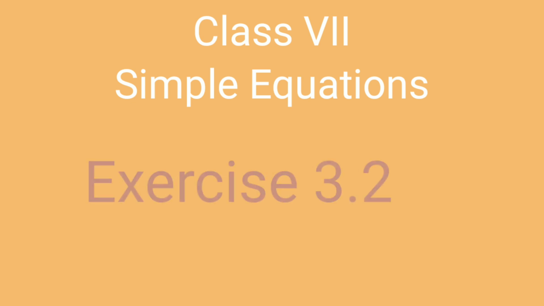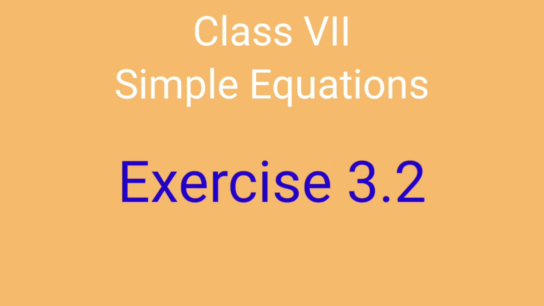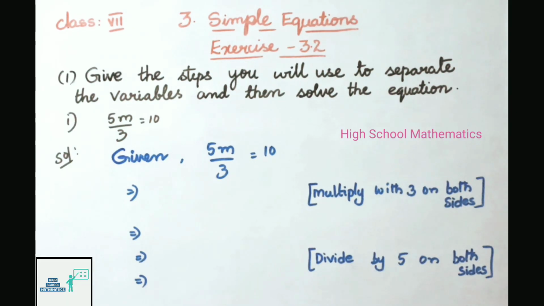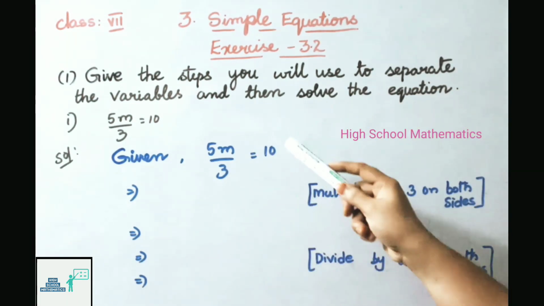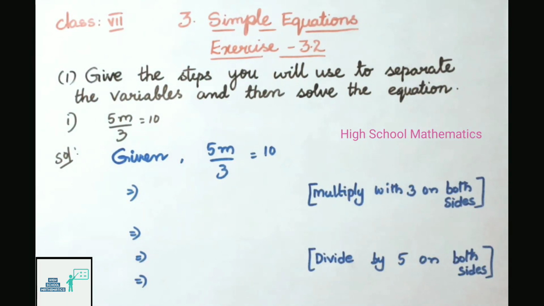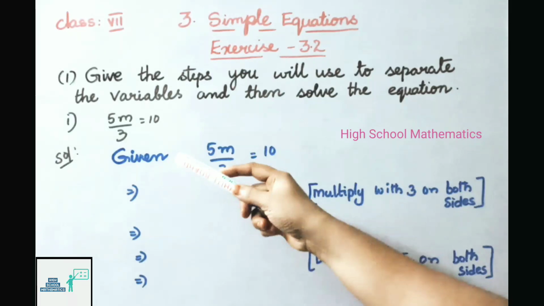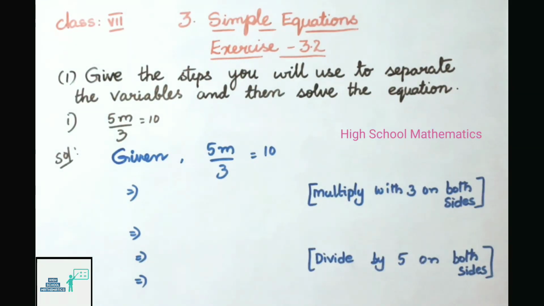Today we are going to learn Class 7 Chapter 3 Simple Equations, Exercise 3.2. Let us see the first sum. Give the steps you will use to separate the variables and then solve the equations. See the first sum, 5m by 3 equals 10. Let us see the solution.